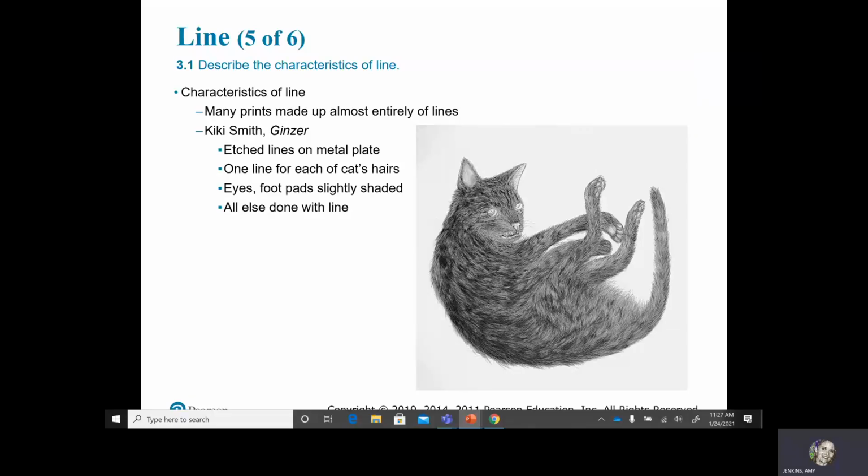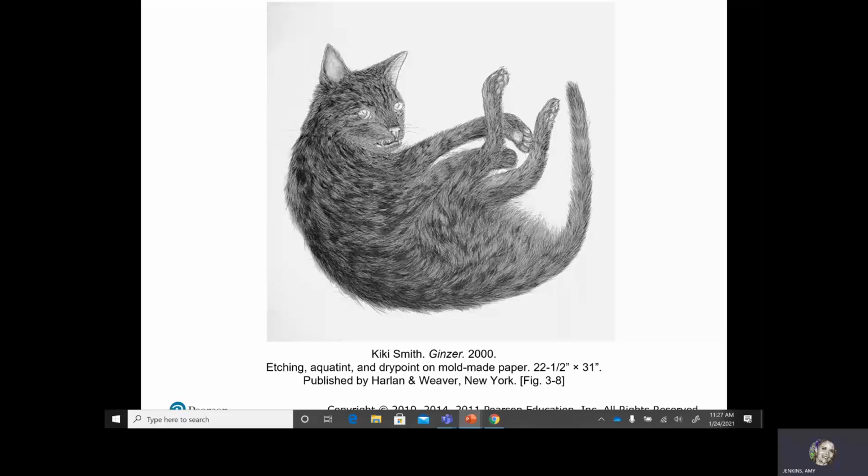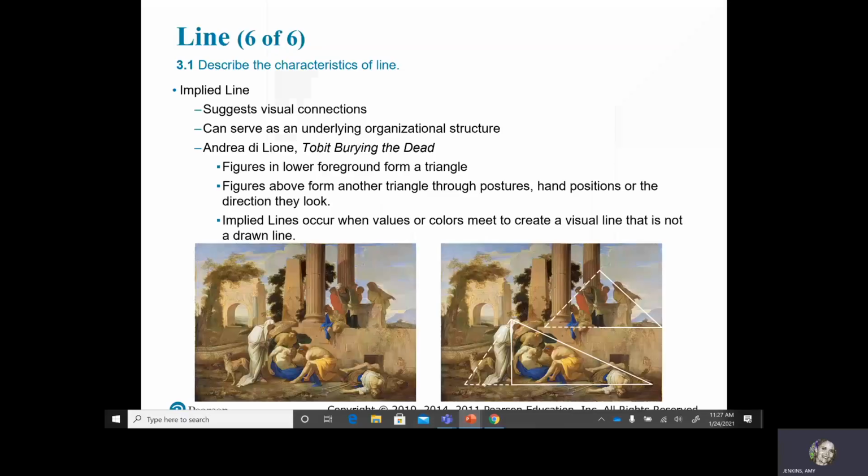Characteristics of line we have here: a textural cat by Kiki Smith. Many prints made up almost entirely of lines. She has etched lines on a metal plate, one line for each of the cat's hairs. Eyes and foot pads are slightly shaded. All else is done with line. Everything's depicted with line in this cat. It's a bigger cat.